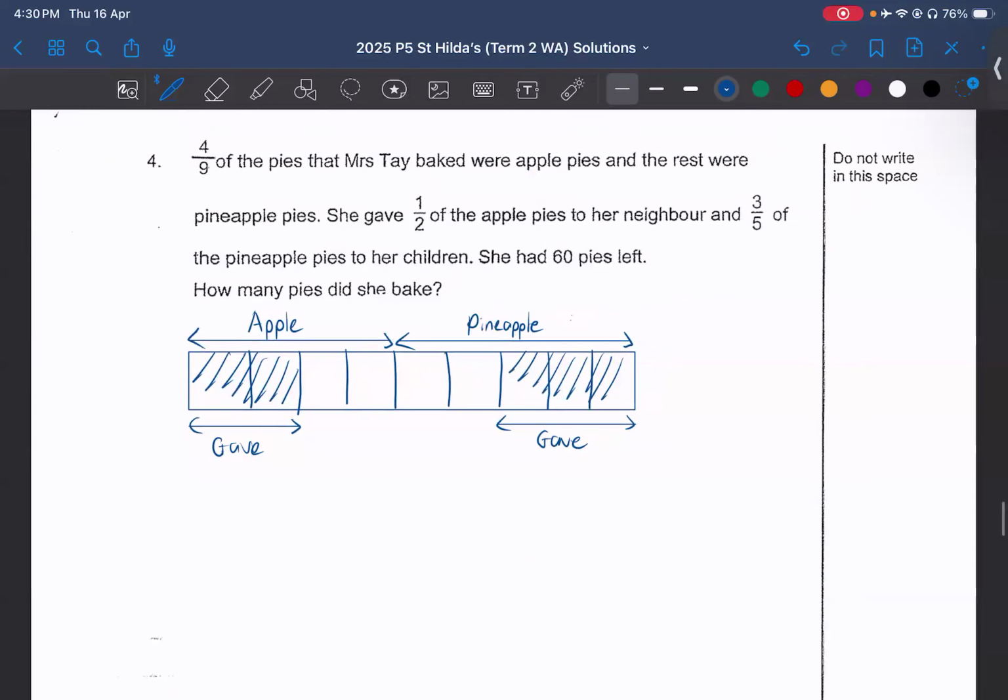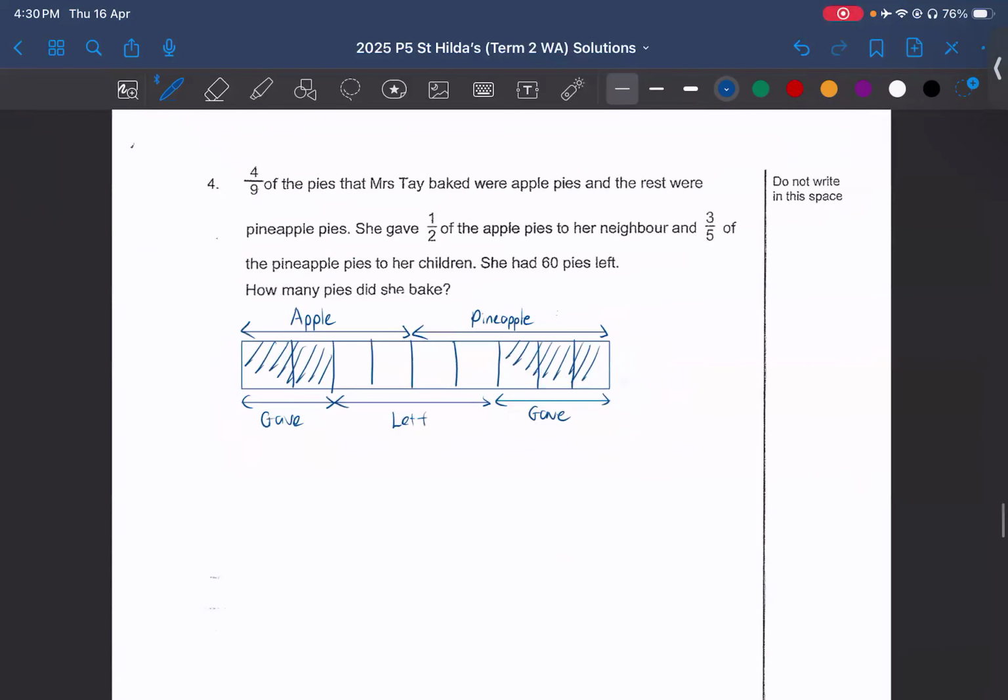And then if you look closely, what you have left, which is the unshaded parts, right, are basically those that you are left with. And in this case, it tells us that we had 60 pies left. So you look at the number of parts left, happens to be 1, 2, 3, 4, 4 parts. So in this case, 4 units is equals to how much we're left, which is 60. And then since we know 4 units is 60, you can find 1 unit, which is 60 divided by 4 to give you 15.